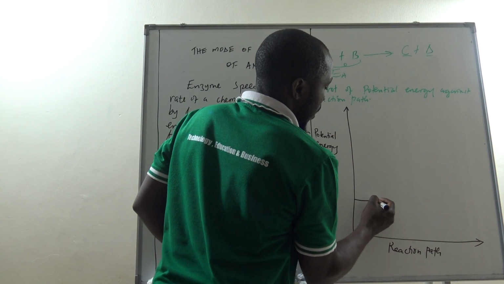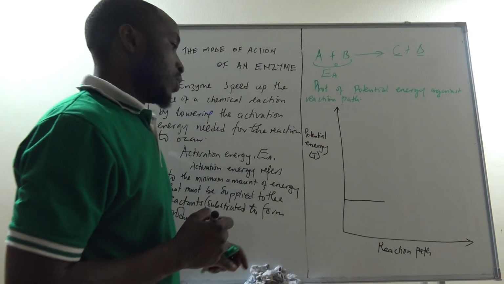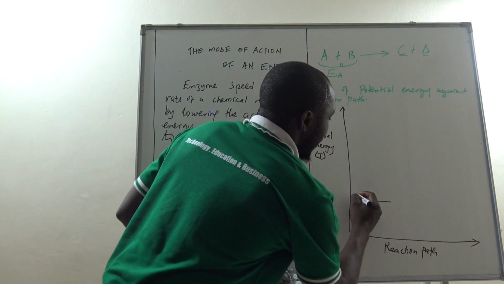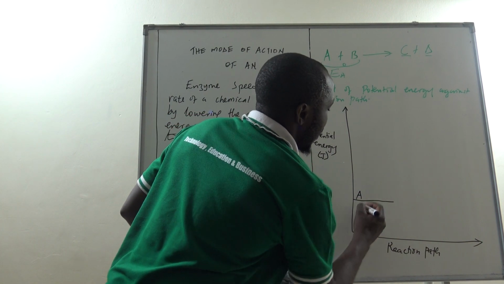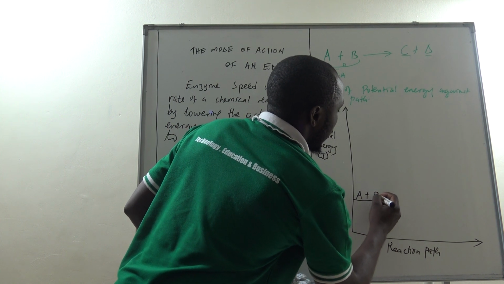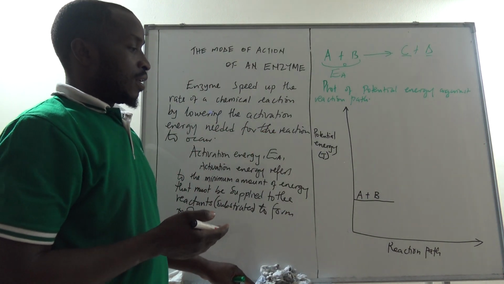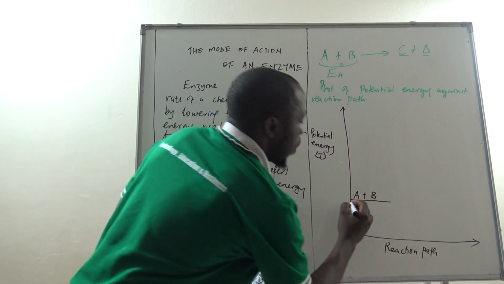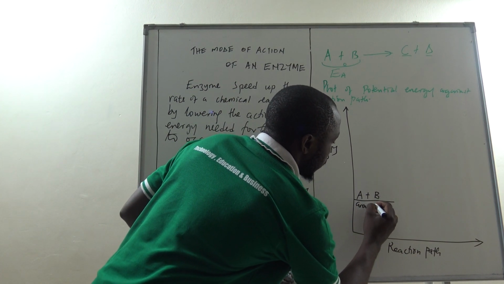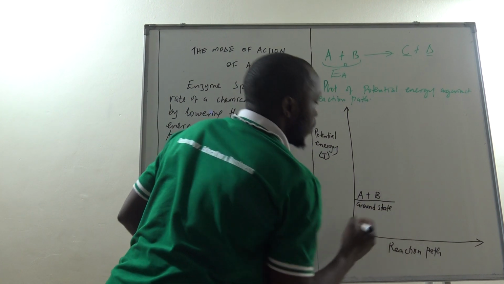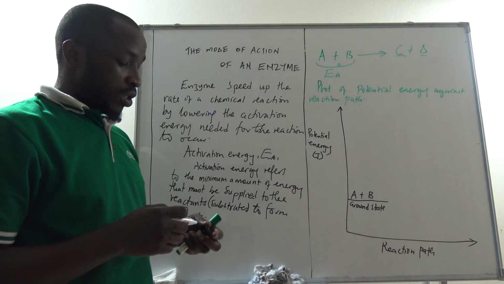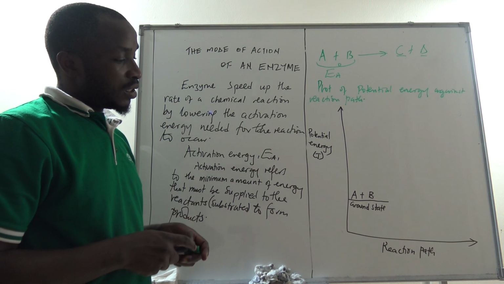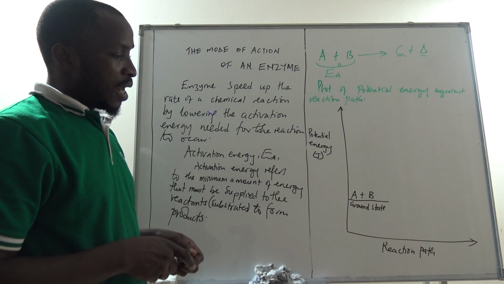Initially, every substance on Earth has potential energy. If A and B are reacting, it means there is energy within A and B that they contain, and that is their potential energy. We shall call this one the ground state. So there is a ground state of substances which is contained in every substance. Even this I'm holding must be having its ground state in terms of potential energy.